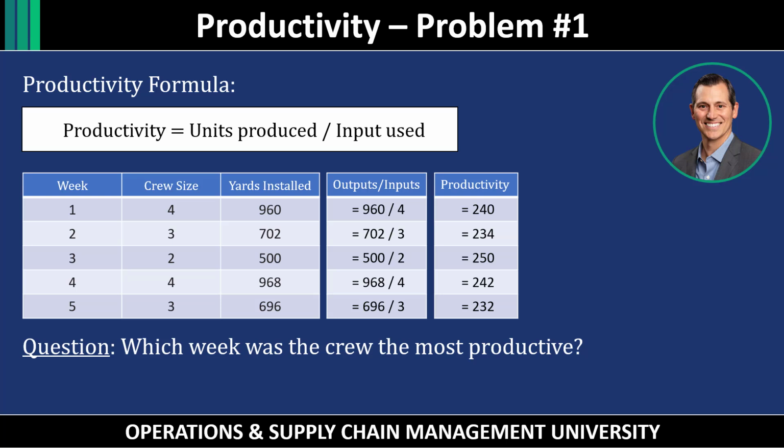So the question is, which week was the crew the most productive? And they were the most productive in week 3. So despite having the lowest amount of yards installed, those 2 laborers were the most productive in week 3.